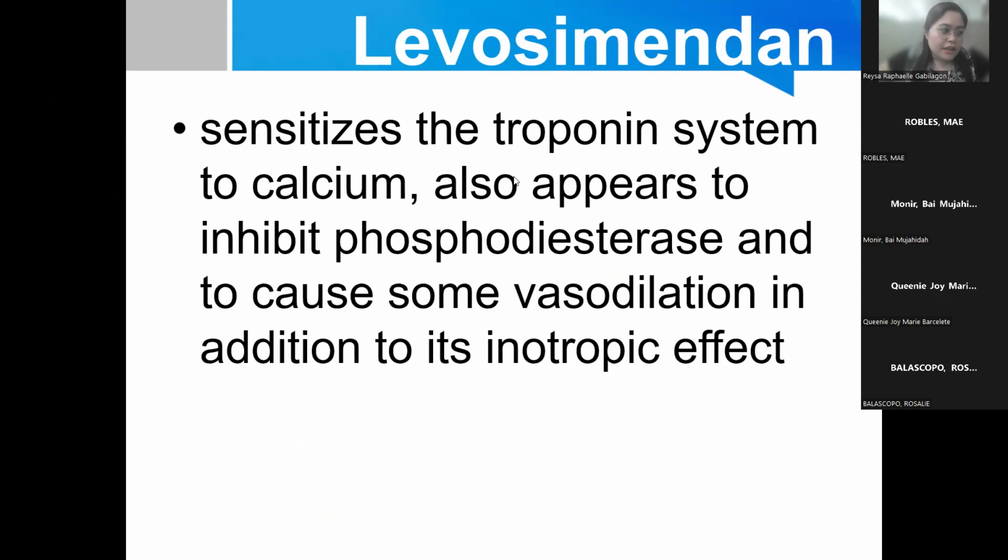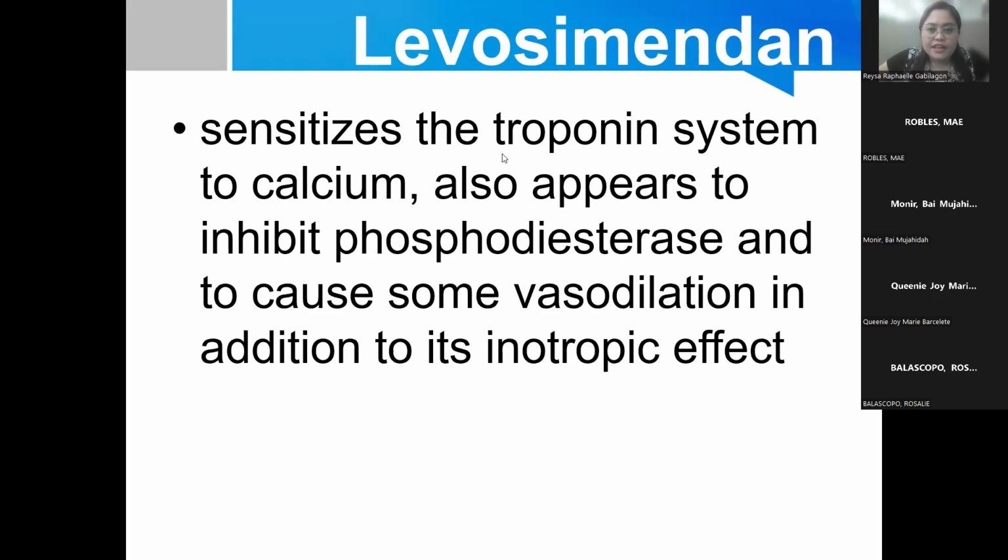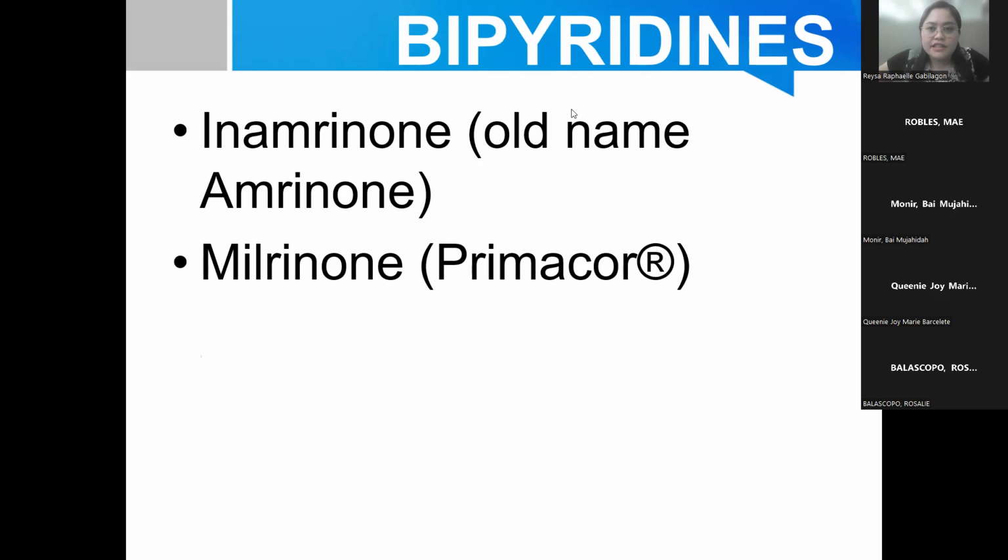Number 1, to increase the sensitivity of the troponin system of the heart to calcium for contraction, and that is again an inotropic activity, and at the same time inhibition of the phosphodiesterase enzyme leading to the increase in the cAMP level, and that would mean there will be vasodilation. Okay? So, that is two drugs. Let's add more. We have the bipyridines. We have 2 drugs here, the inamrinone and the milrinone.